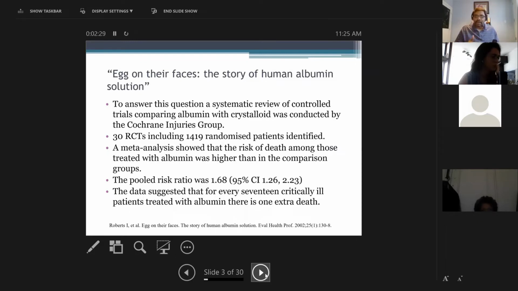compared to not giving albumin or giving another type of fluid. And so this Cochrane review was published in BMJ, got a huge amount of press, and resulted in a major policy shift in critically ill patients that human albumin is actually potentially harmful, right? So this meta-analysis was very influential in changing policies around giving human albumin solution to critically ill patients.